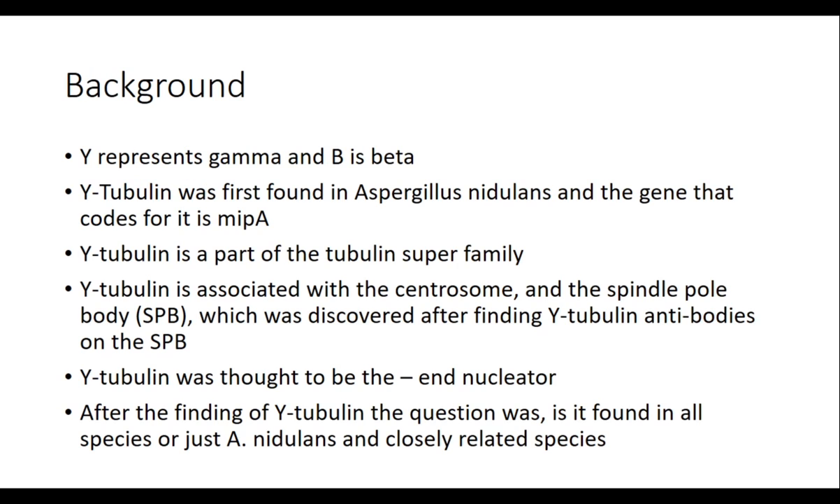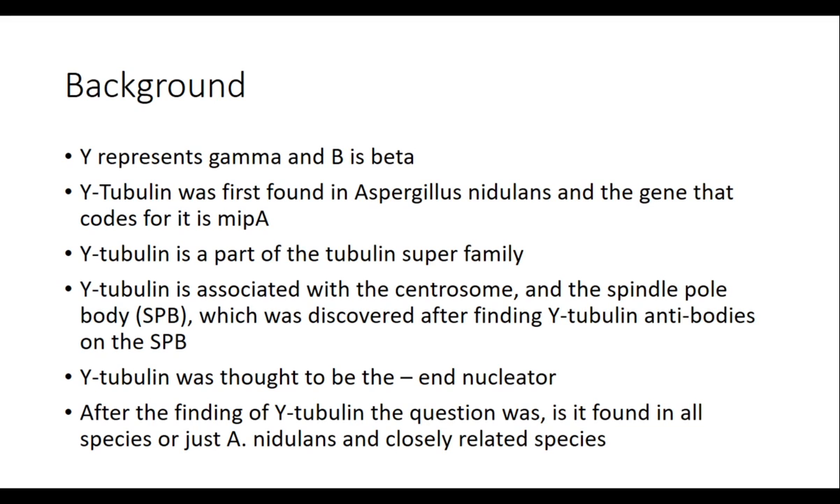Some background information on this: first of all, Y will represent gamma and B will represent beta throughout this presentation. Gamma tubulin was first found in Aspergillus nidulans, and the gene that it codes for was called MIP-A. Obviously, by its name, gamma tubulin is part of the tubulin superfamily, just like alpha and beta tubulin.